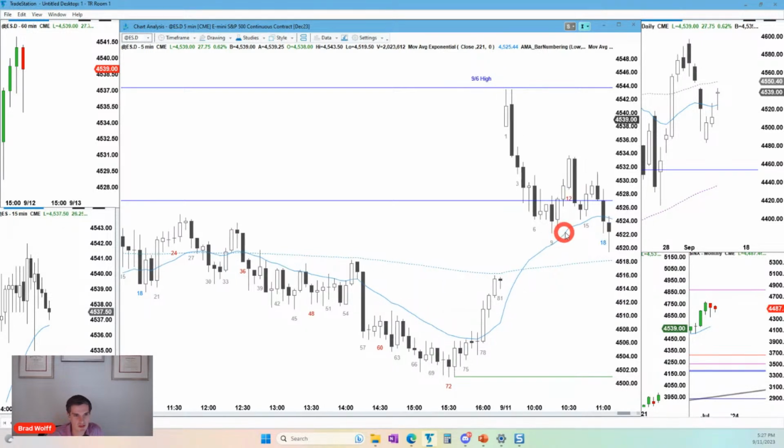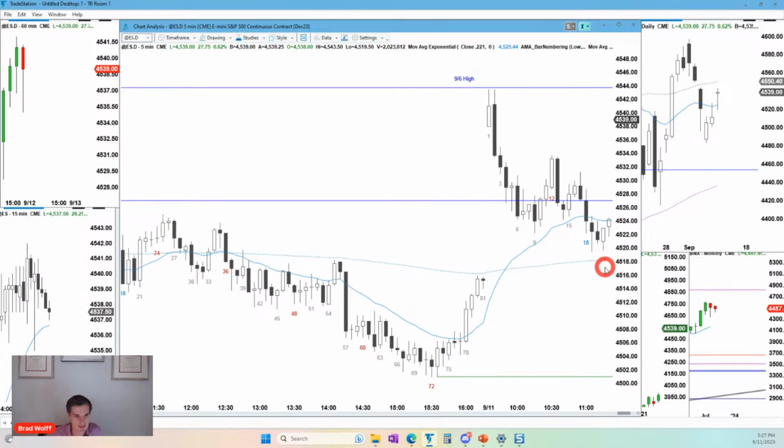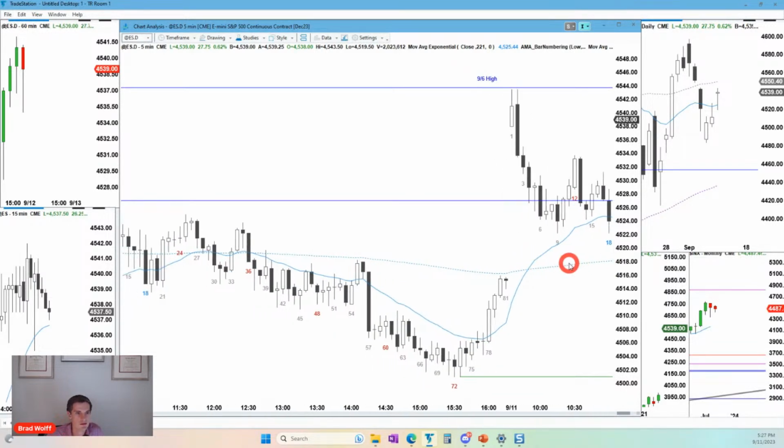I like to think of this as delayed price action. It's delaying the second leg. Big sell off, we go sideways for 10 bars, and then we get the second leg down here. So, anyways, just wanted to share that.